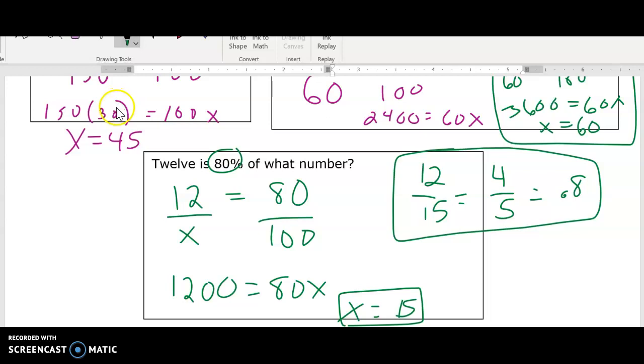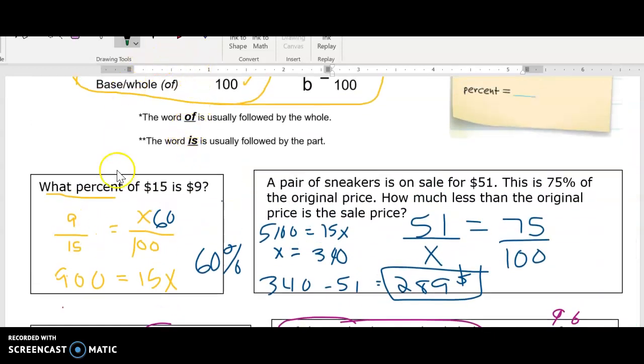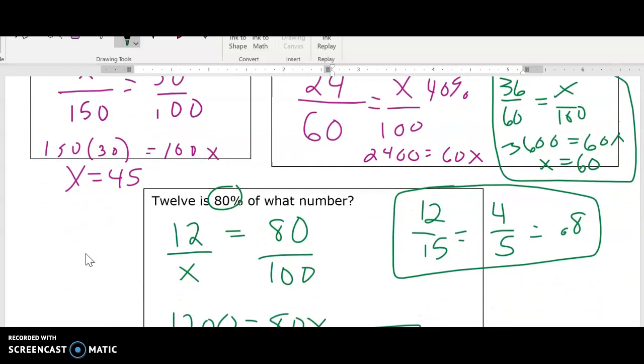So that is what you're going to do. Your assignment today is to either do it by fraction bars or by part over whole equals part over whole. So notice anytime I had a percent, what percent would be at the top? 100 is always there. Your part is here, your whole is here. Every one of those is set up the same.